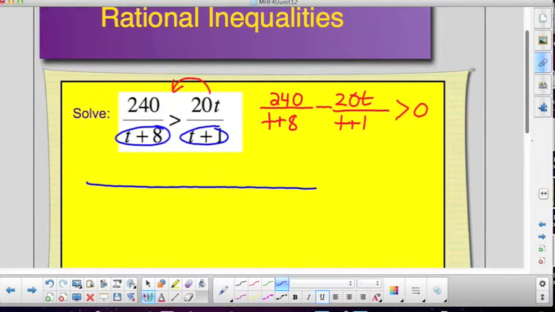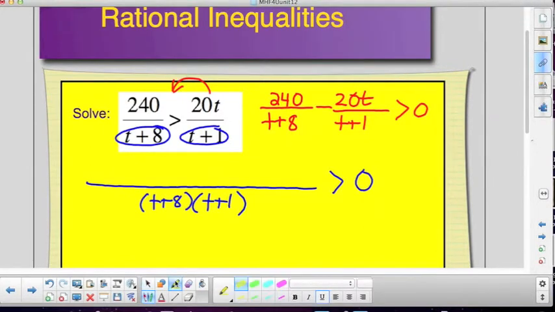So I have t plus 8 times t plus 1. And I know all of this is going to be greater than 0. However, you have to always remember that for the 240, it's missing a t plus 1 to generate the common denominator. So we have to factor that in: 240 times t plus 1.